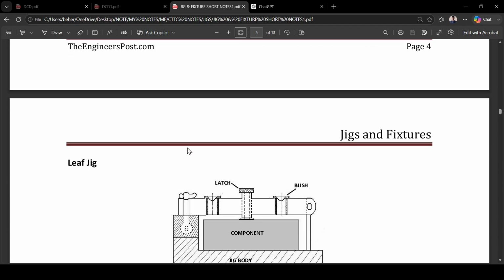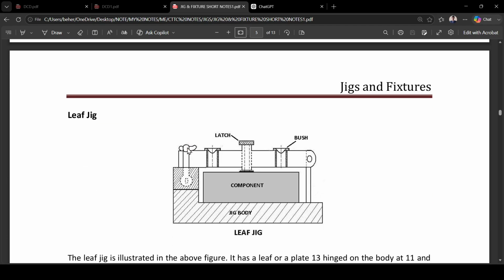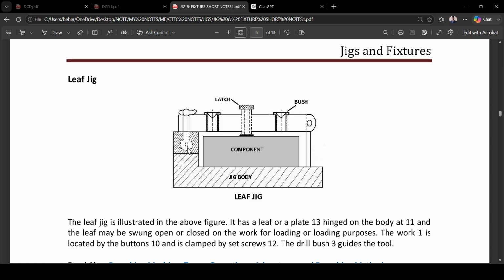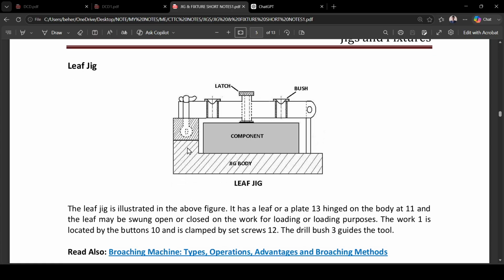And what is leaf jig? So this is the leaf jig. You can read and write all these things.